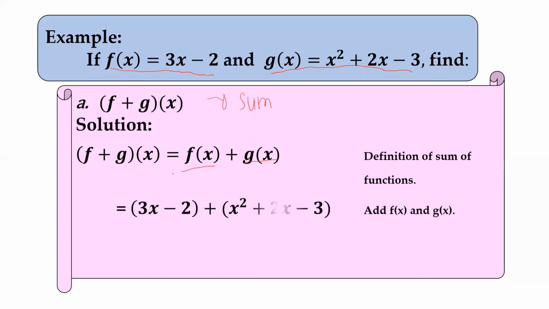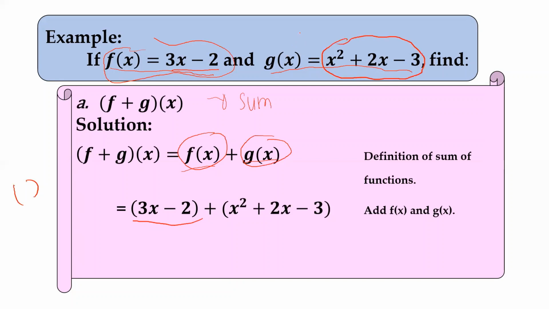First, we have to substitute f of x with 3x minus 2. When we substitute, always remember, do not forget the parentheses. So we have 3x minus 2 here with parentheses. Plus, okay, bring down plus. Then we're going to replace the g of x here with the function given above. We have x squared plus 2x minus 3. And then we have to add.